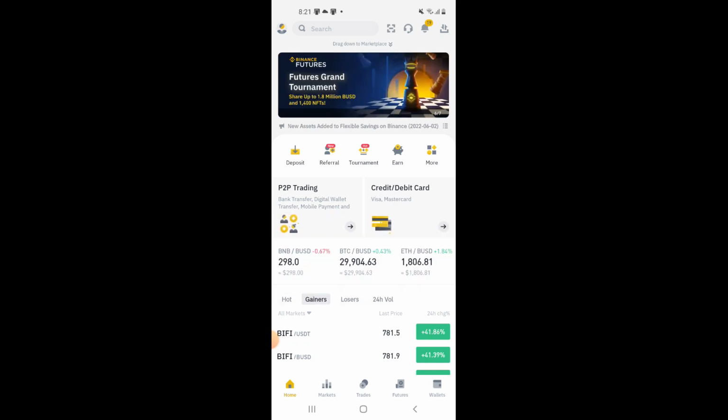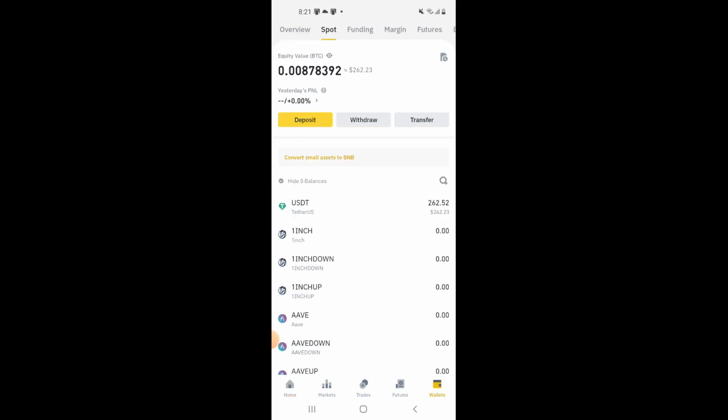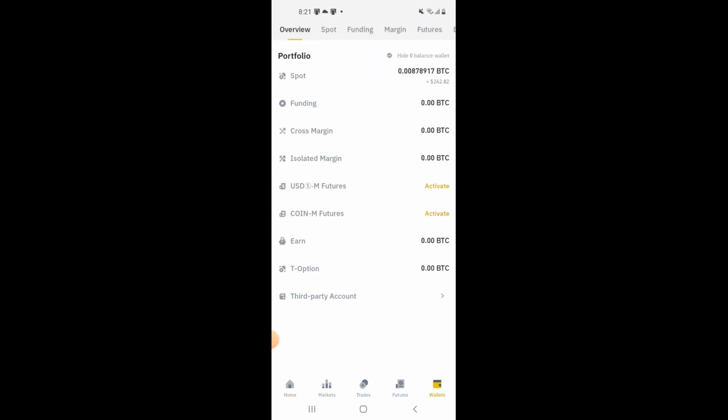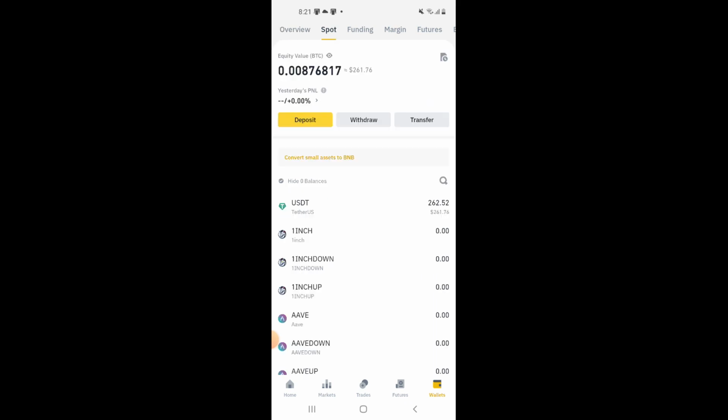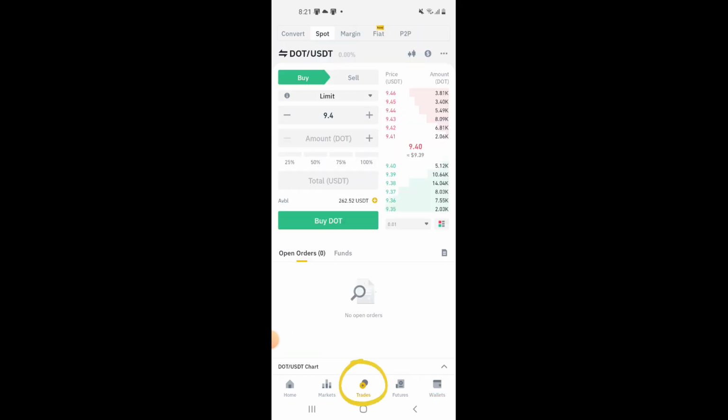So first of all, you have to check in the wallet tab how much you got. Automatically it comes here in overview, and then you click on spot. From here you're gonna check how much coins you got. So you have 262 USDT in your spot wallet. So you want to go to trades, and from here you'll be able to buy and sell the coins you'd like to trade with.